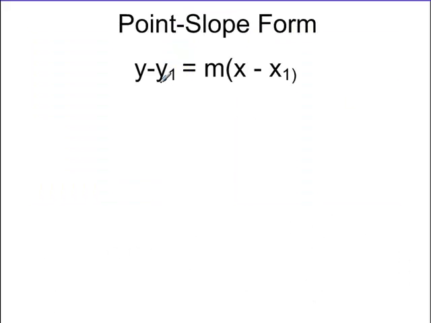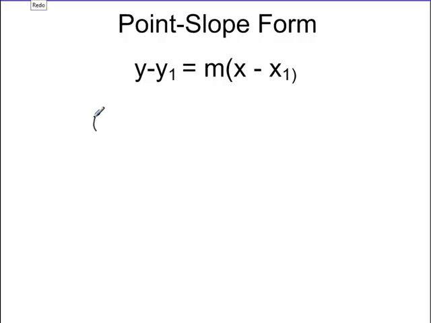Another helpful form of a line to remember is point-slope form. Before we learn about slope-intercept form, this is going to be point-slope form. This is helpful because all you need is one point and the slope.